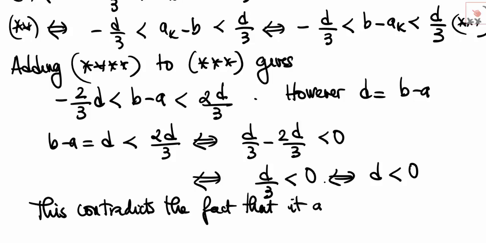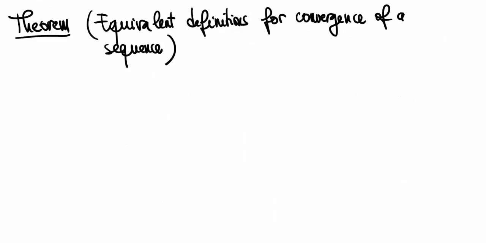So this contradicts the fact that it is assumed that D is strictly positive. So we reach a contradiction. Therefore, the claim is true.